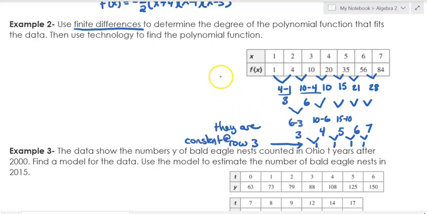All right, so what that tells you is it has a degree of 3. So if they were constant on row 2, the second time we did it, they would have a degree of 2. If they're constant on row 4, they'd have a degree of 4. So since it was on row 3, they have a degree of 3, which means that it is cubic.